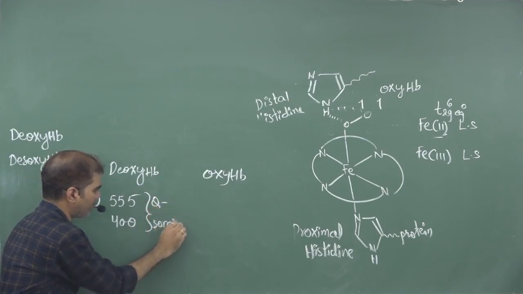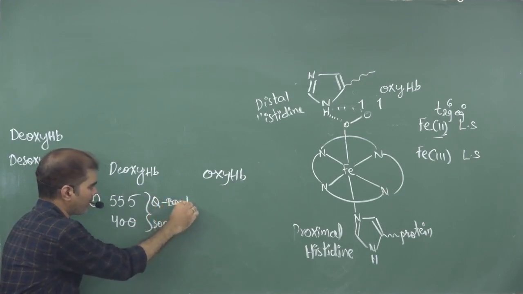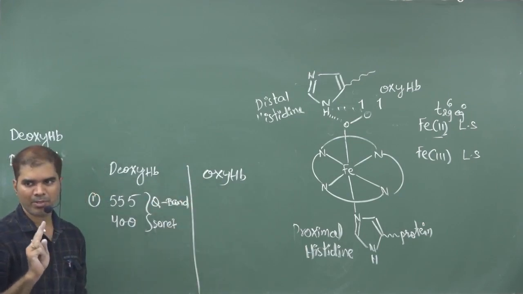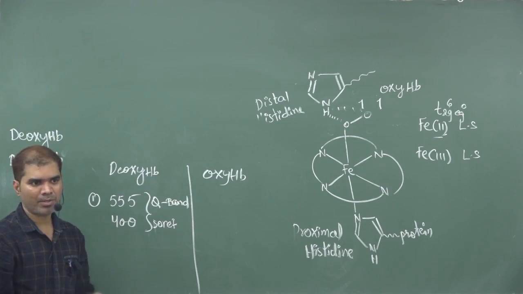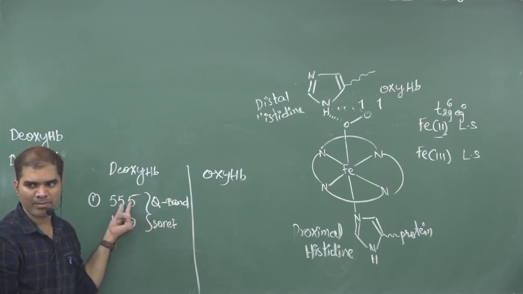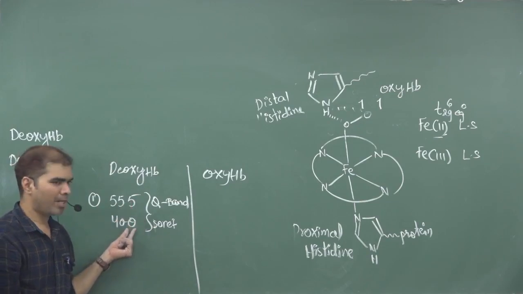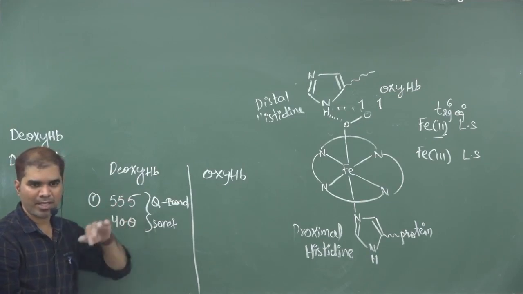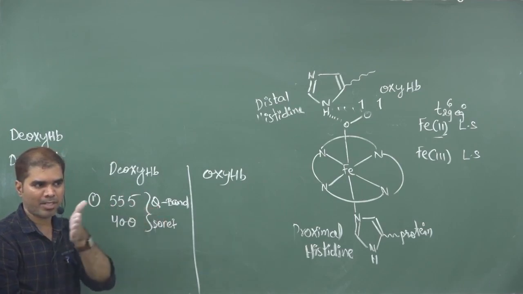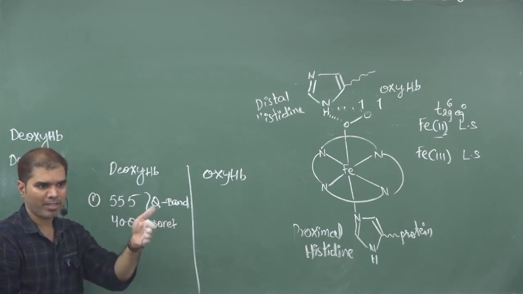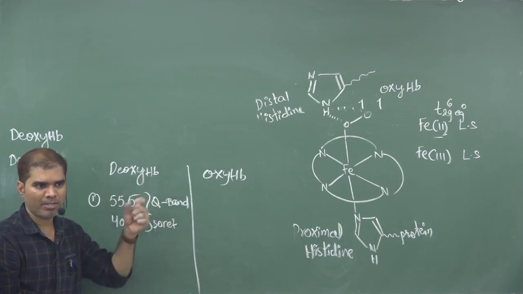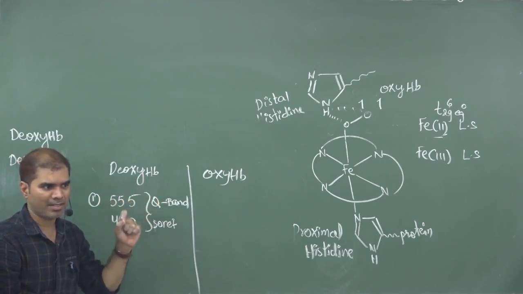These data you have to remember. In absorption spectra, 2 bands will appear for deoxy hemoglobin. Due to those 2 bands, you will be getting color. One band will appear at 555 nanometer, and another band will appear at 400 nanometer. 555 and 400 are in the visible region only. Visible region is between 400 to 750. So these are falling within the visible region. Therefore, deoxy hemoglobin is bright colored, intensely colored.